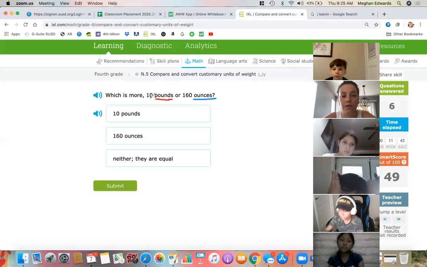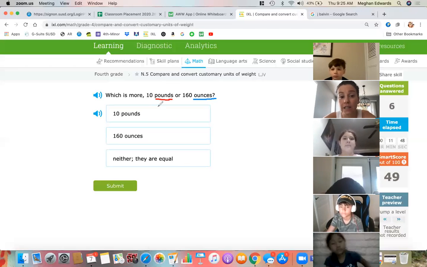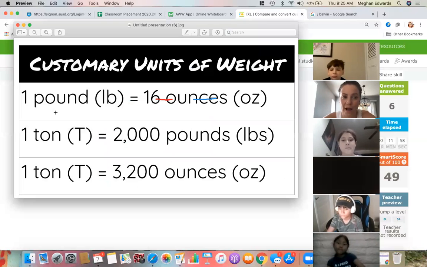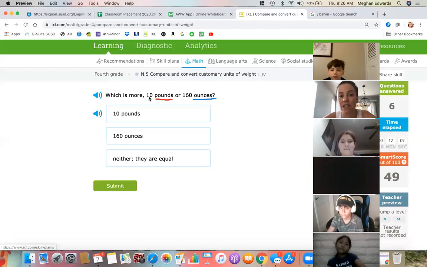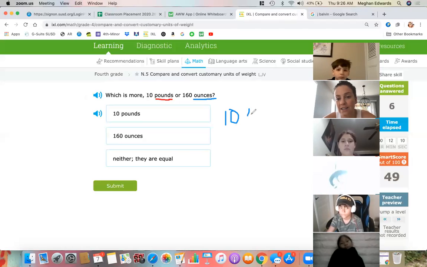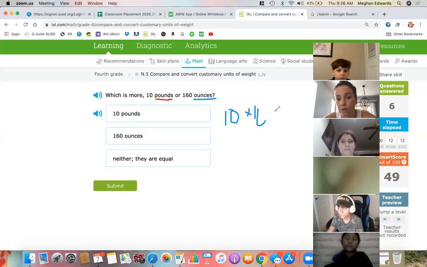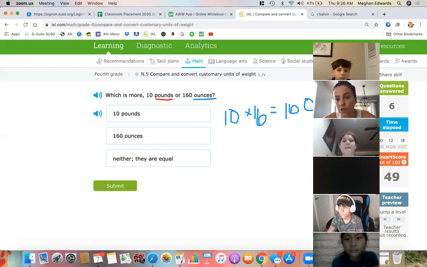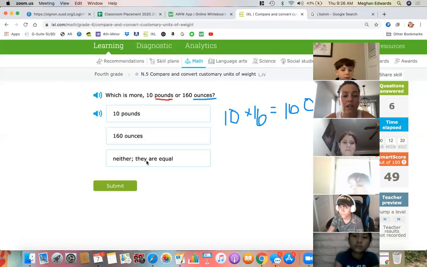Exactly. Noah was like, okay, well, I can't compare these two because pounds are larger than ounces, so I'll take those pounds and turn them into ounces. And he looked at the conversion chart, I'm sure, and said there are 16 ounces in 1 pound. So if I multiply 10 times 16, I'm going to figure out how many ounces that's equal to. If you do 10 multiplied by 16 ounces, you get 160 ounces. And so his answer is correct. These are equal to each other.